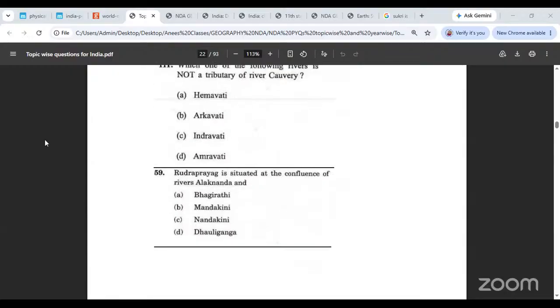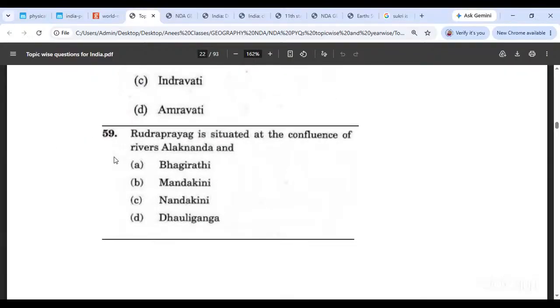Acha ji. Rudraprayag is situated at the confluence of rivers Alaknanda and Mandakini. Alaknanda and Mandakini. What are you saying?